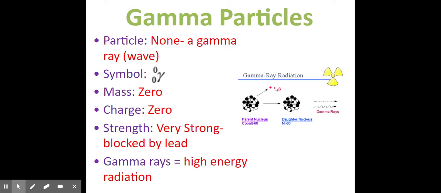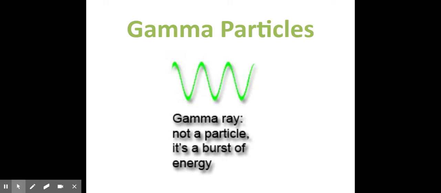So now we're going to move on to our last type of wave, the gamma particle or the gamma ray. It doesn't produce a particle. It's a gamma ray or a wave. Its symbol is 0, 0, and this fancy little V, which is the Greek letter gamma. It has a mass of zero. It has no charge, and it is very strong. You can block it with lead. Gamma rays are very high energy radiation.